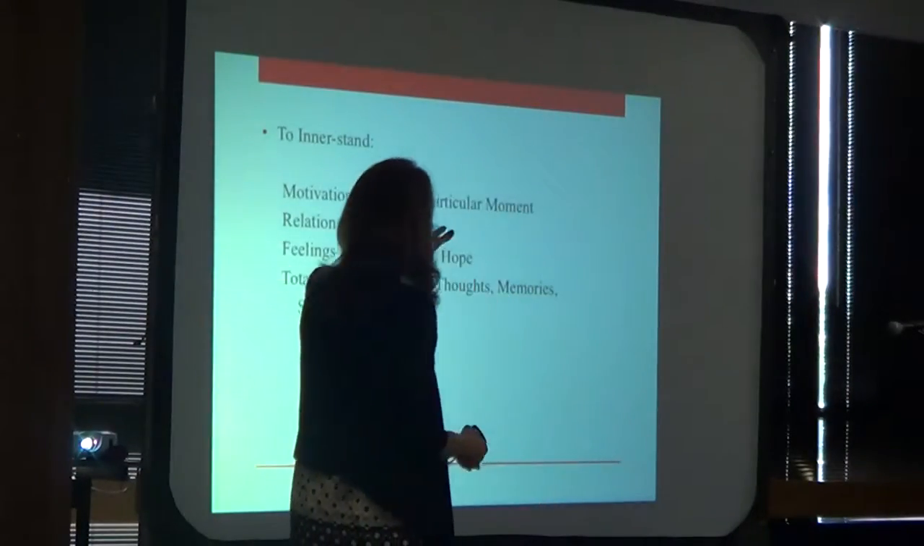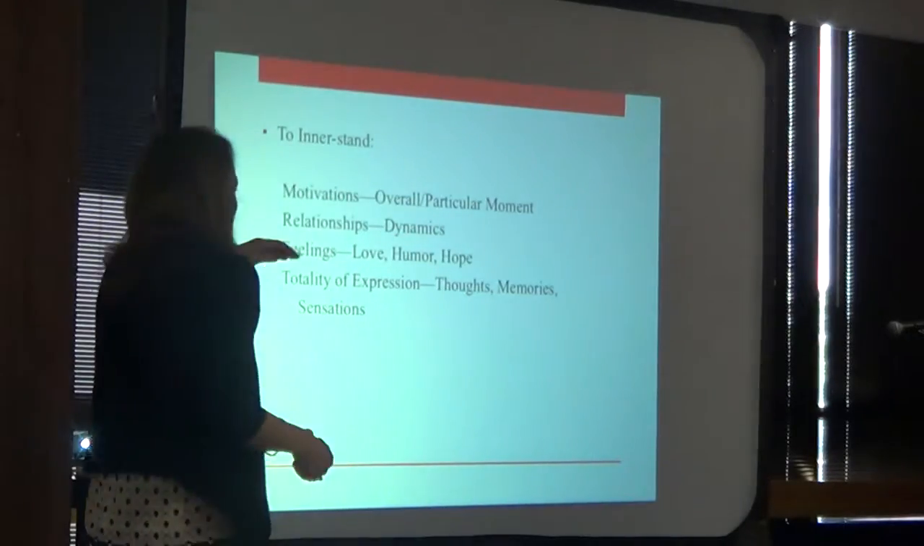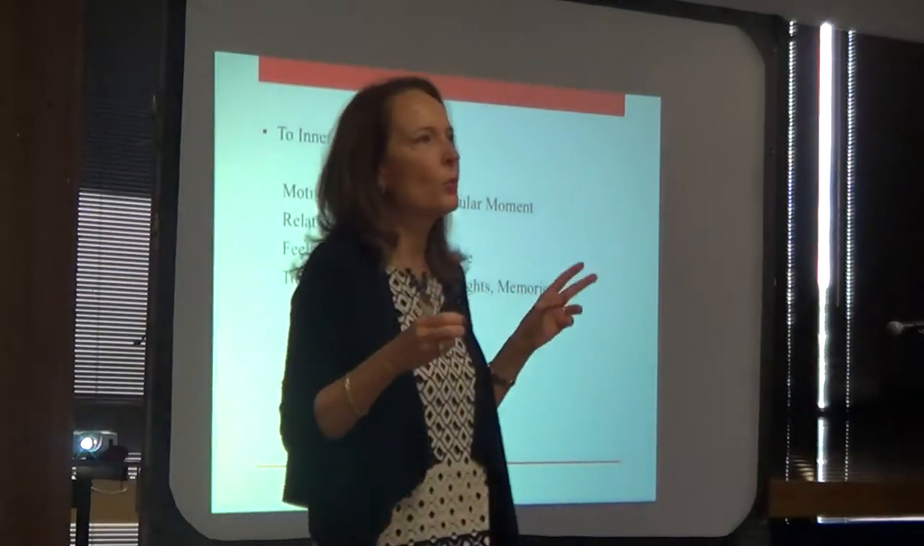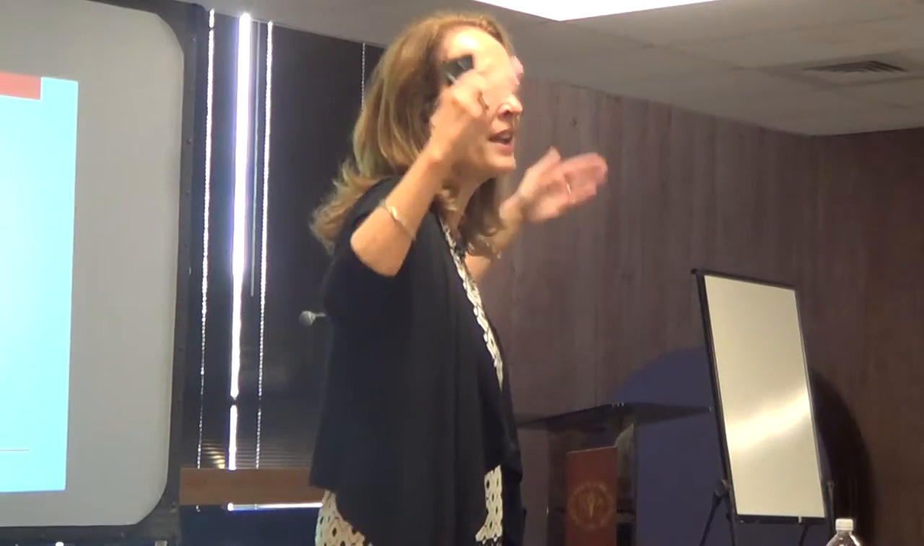So have kids look at not just the overall motivation, but the particular one. Relationships too, I think kids are really quick to do literal ones. Like this piece is about a son and a mom. But the difference is it's really about a son who resents the fact that his mom won't let him be the person he wants to be. And they have to go beyond that.